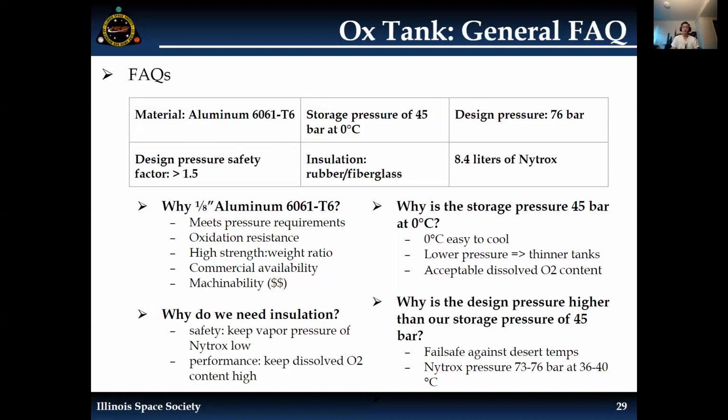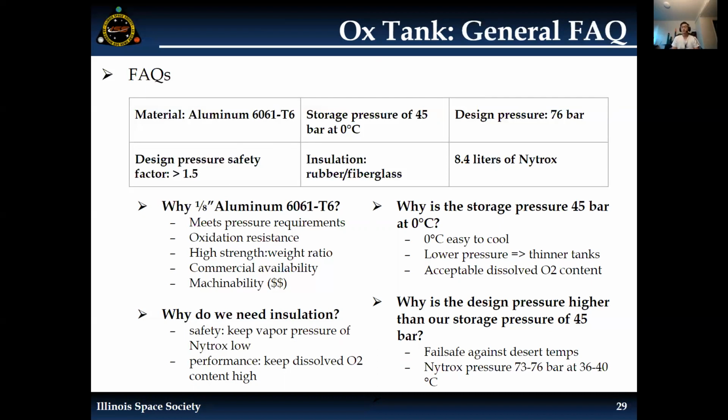And why do we need insulation? That's because we want to keep our oxidizer cool at 0 degrees Celsius. For safety reasons, to keep the vapor pressure of nitrox lower than 45 bar. And also for performance reasons, because as you increase the temperature, the amount of dissolved O2 is lowered. So we want to keep the dissolved O2 high and the vapor pressure low.